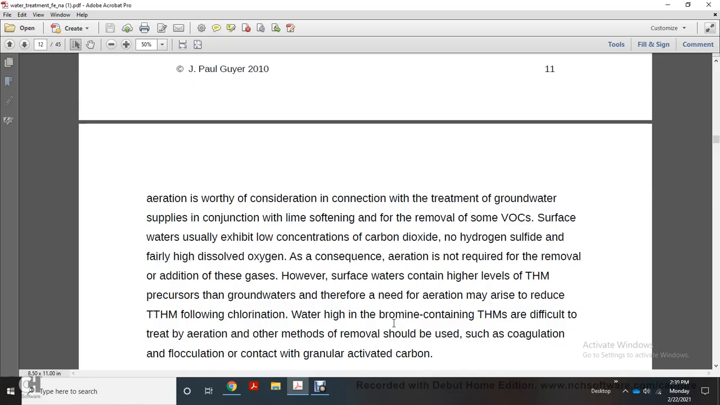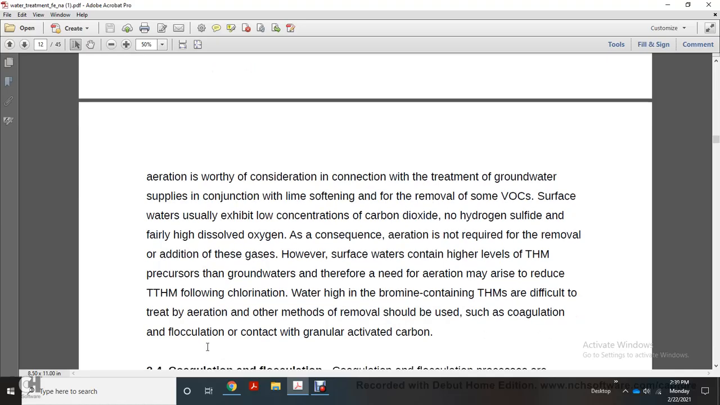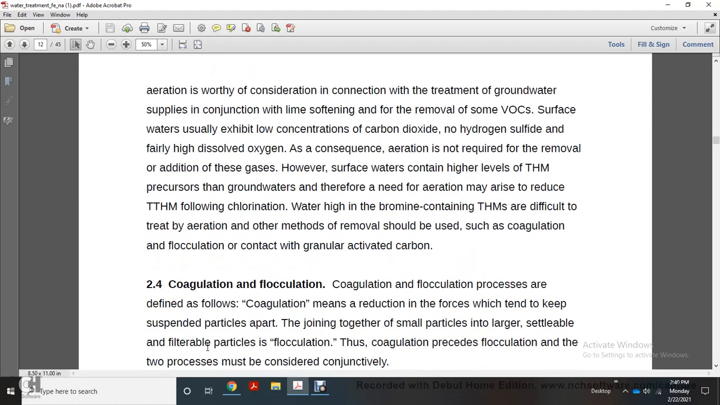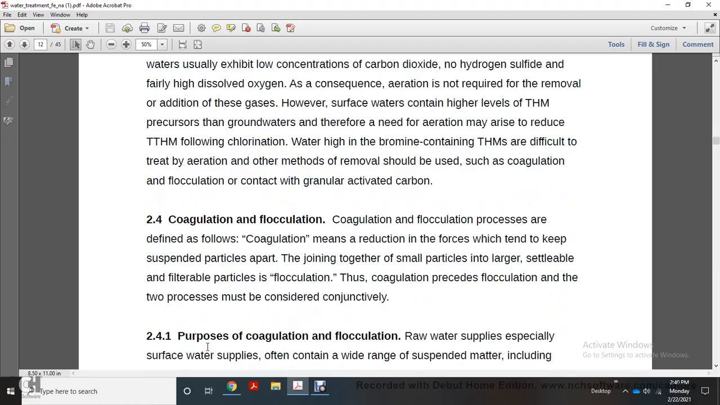However, surface water contains higher levels of trihalomethane precursors than groundwater. Therefore, the need for aeration may arise to reduce the total trihalomethane following chlorination. Water high in bromine-containing trihalomethanes is difficult to treat by aeration. Other methods of removal should be used, such as coagulation and flocculation or contact with granular activated carbon.